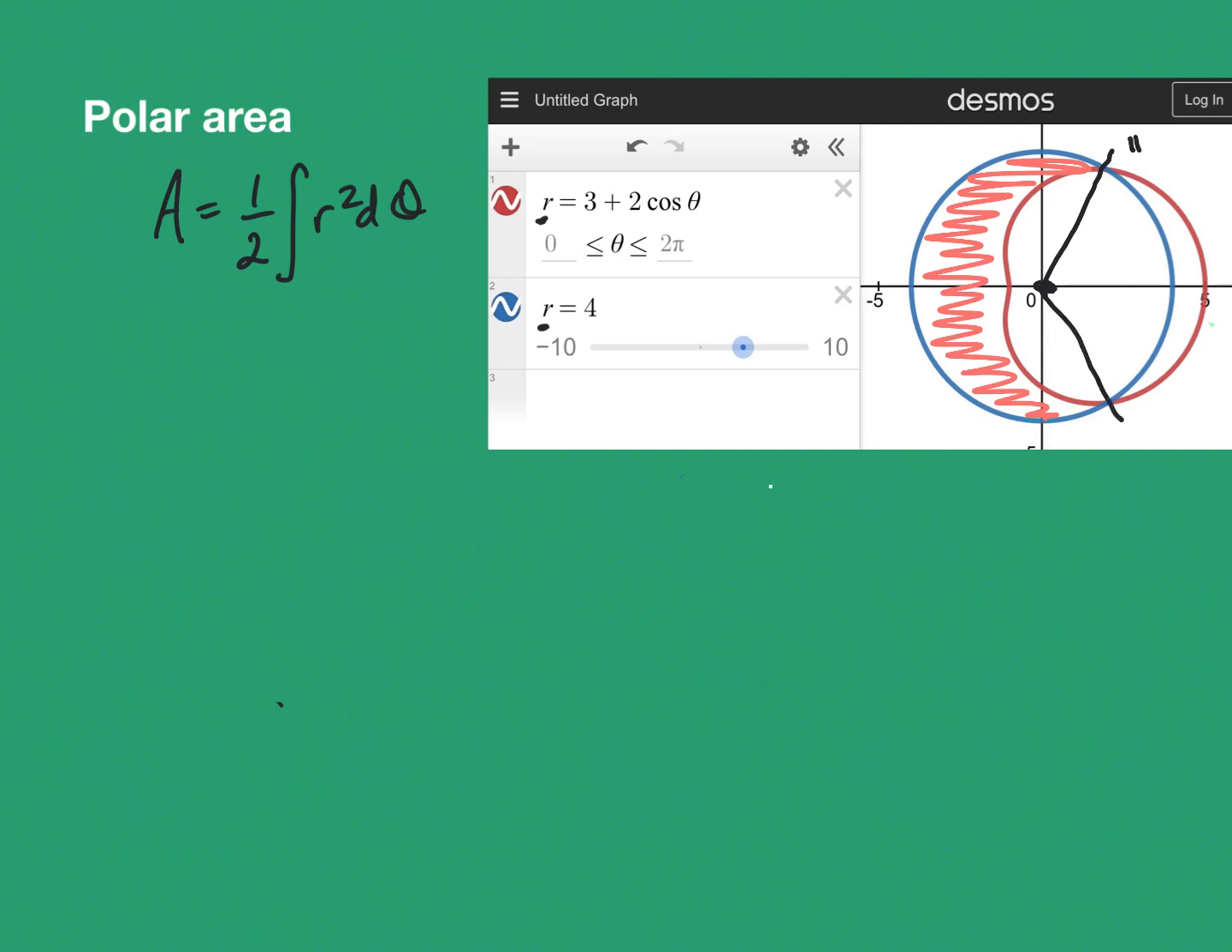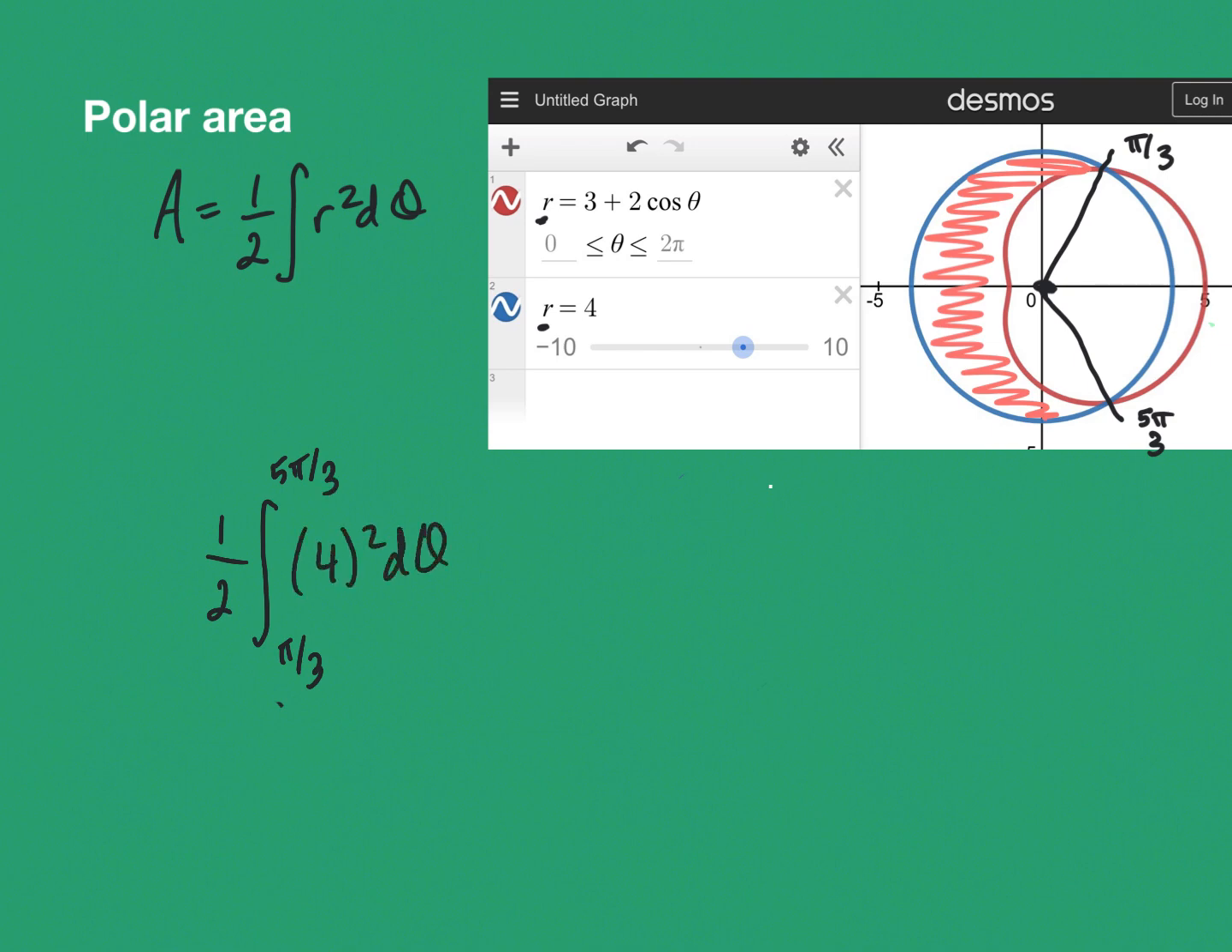And this time I'm going to write pi over 3 and 5 pi over 3. Same things. But the reason I can do that is because, remember, you always want to go smallest to biggest. It's got to go counterclockwise. So integrating from pi over 3 to 5 pi over 3 will give us the shaded part that we want. Now this time, the blue function is further from the origin. So we're going to start with that. We're going to have 1/2 the integral from pi over 3 to 5 pi over 3 of the blue function.